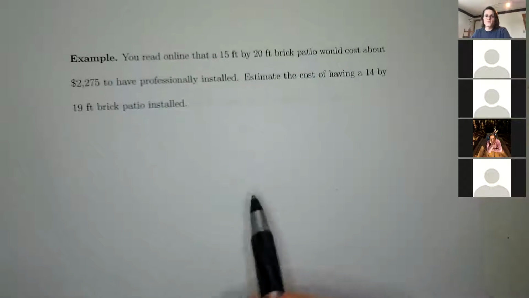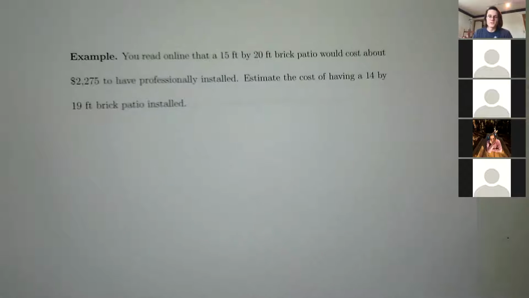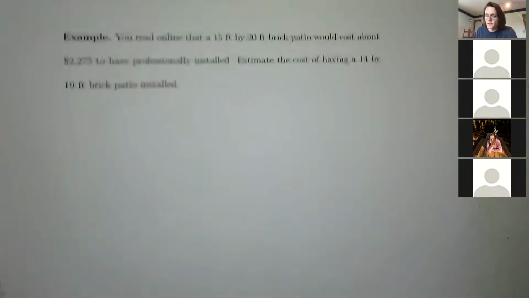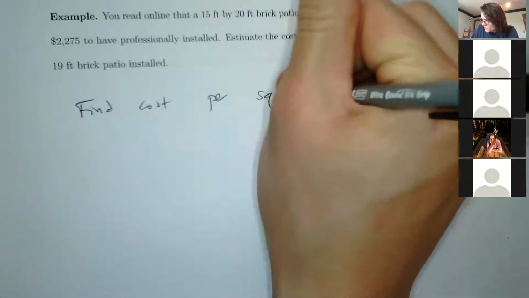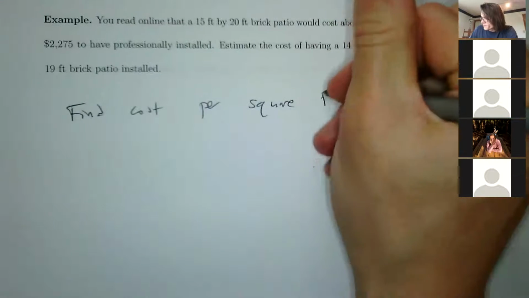And so what they want you to do, and what they're not really telling you to do, but they're implicitly assuming you are going to do, is you want to compute the cost per square foot. And once you compute the cost per square foot, you can find how many square feet are in a 14 by 19 brick patio and kind of go from there. All right, so that's what we want to do. So you want to find cost per square foot.